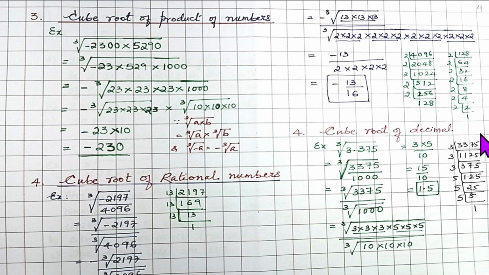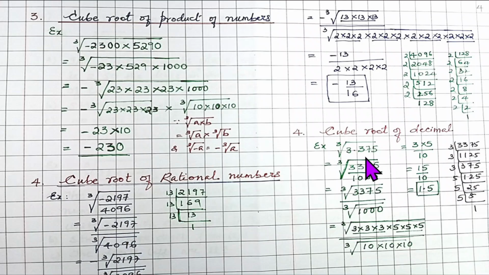Now the cube root of decimal. Cube root of decimal is again very simple. So first of all, it is 3.375. We have to find the cube root of this. Now convert this into a fraction. It will become 3375 divided by 1000. Now find the factors of 3375. So I have found out here there is a triple of 3 and a triple of 5, and 1000 is definitely a triple of 10. Therefore take 1 from the triple of 3, 1 from triple of 5, 3 into 5, that is 15, and 1 from triple of 10, that is 10. So 15 by 10 is 1.5.